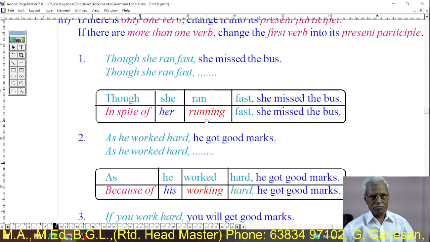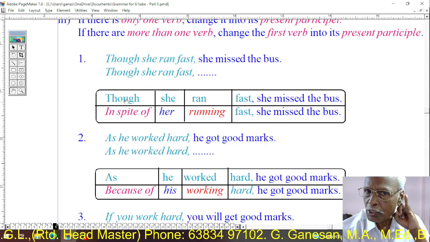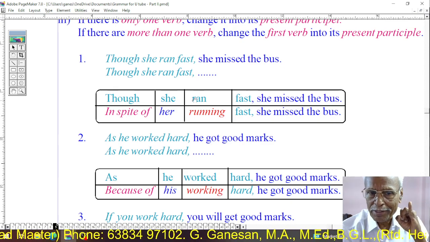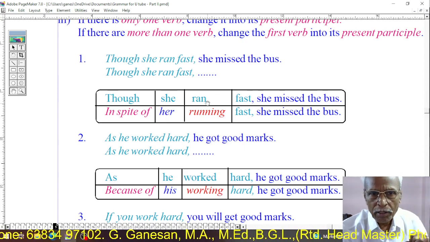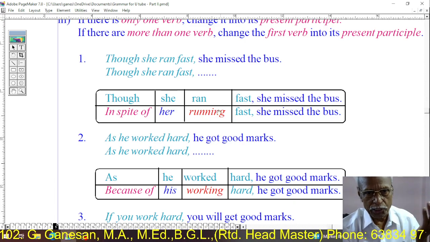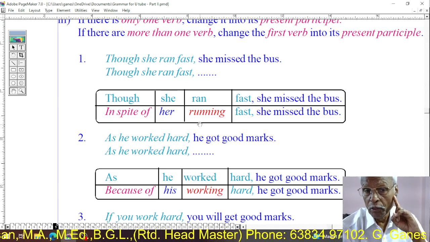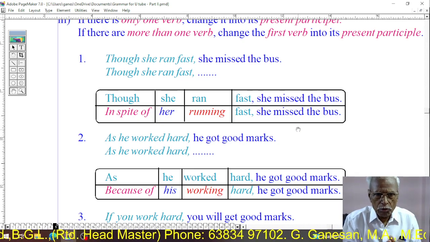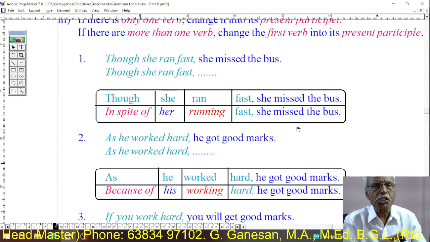Things are over. Three rules: change the subordinate conjunction into a phrase, then change the subject into its possessive, then change the verb into its present participle. Whether it is present or past, that doesn't matter; it's the present participle. This applies only when there is only one verb. Though she ran fast, she missed the bus. In spite of her running fast, she missed the bus.